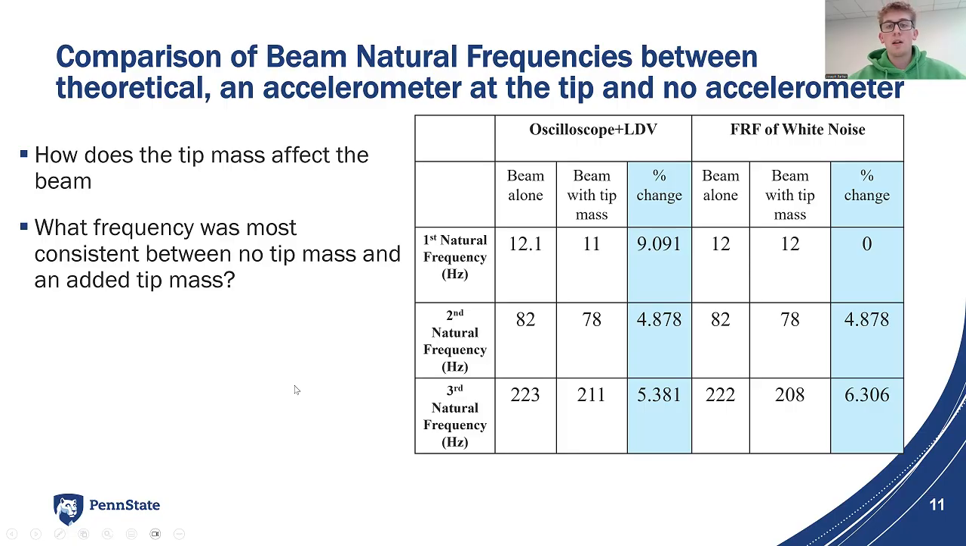Next is comparing the beam with the beam that has the added tip mass, where yet again the first natural frequency is shown to have the most variation, while this time the second is the most consistent throughout the whole experiment. And this further reinstates the impact of the damping ratio, since there's a percent change through the laser accelerometer or the laser tip beam measurements of 9.091, while the white noise had 0, which is very vast, while the third is pretty consistent within a similar range, and the second is exactly consistent between the two.